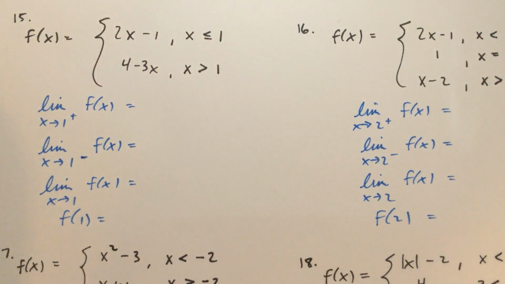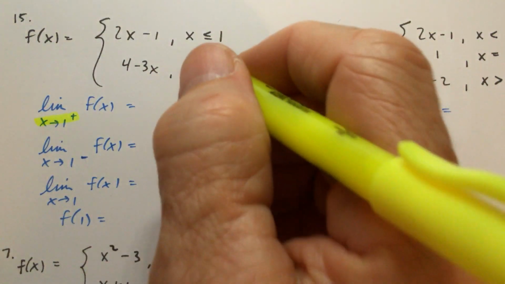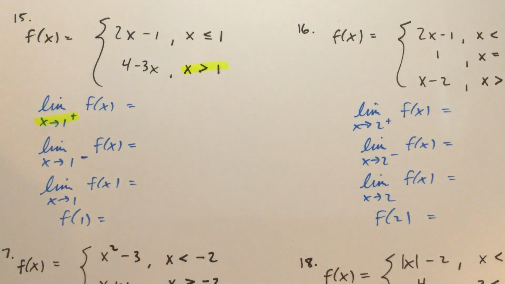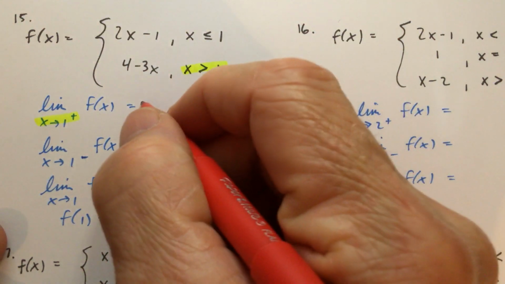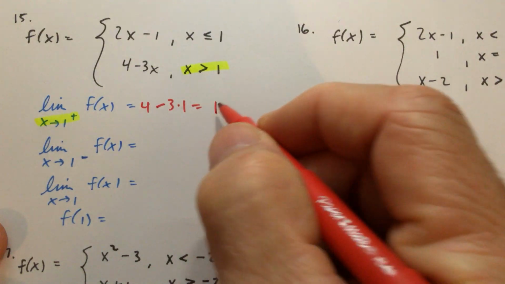And then number 15, I think we might be able to get a couple more here in this video. Number 15, limit as x approaches 1 from the right. That's right there. So when x is greater than 1, we write 4 minus 3 times 1, we get 4 minus 3, which is 1.